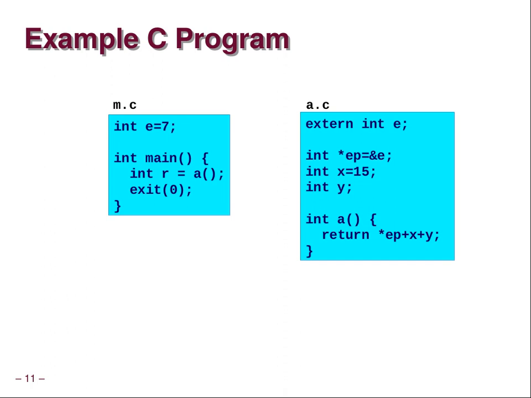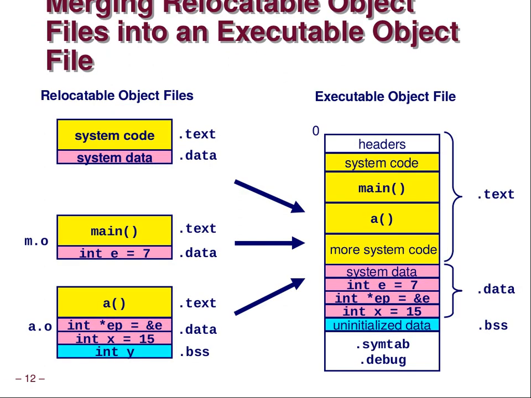So we set x to 15. We create y, which is just going to have some random value. And then what's happening with A? Dereferencing whatever's in EP, and then you're adding X and Y. Right. Any problems? Y doesn't have a number. Why doesn't it have a number?